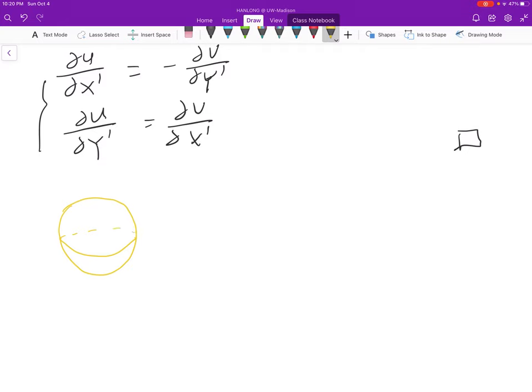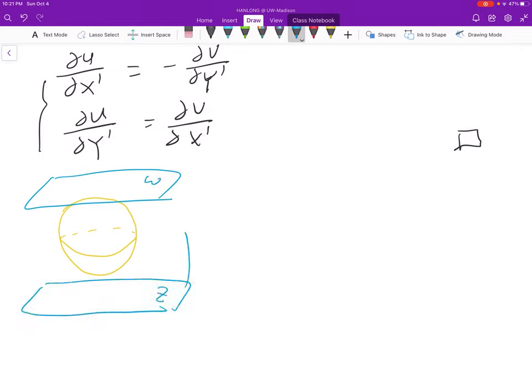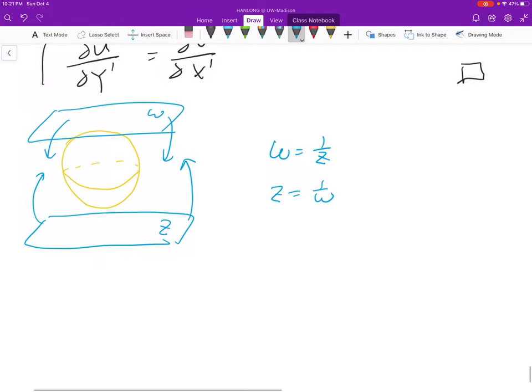So you have two complex planes. The above one is omega. The lower one is z. So you just wrap it up. For the z plane, you wrap it up. For the omega plane, you wrap it down. Okay. Then the transformation between omega and z is omega is 1 over z, or z is 1 over omega. So that's the transformation law.